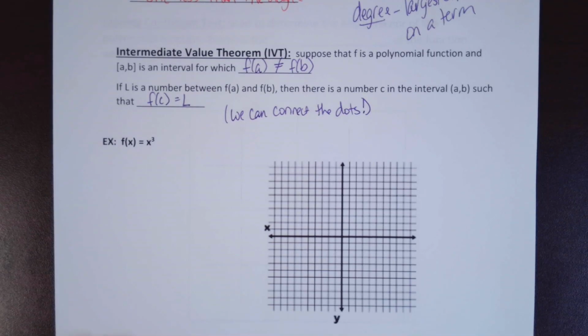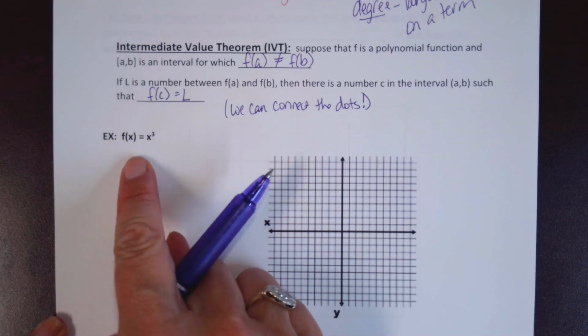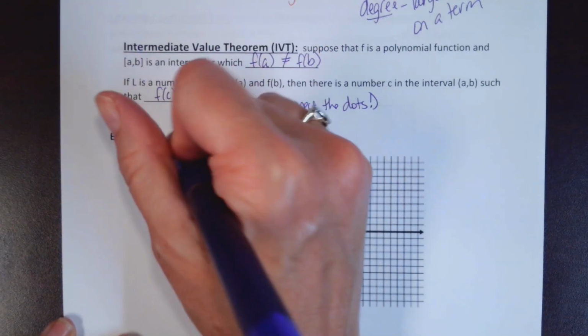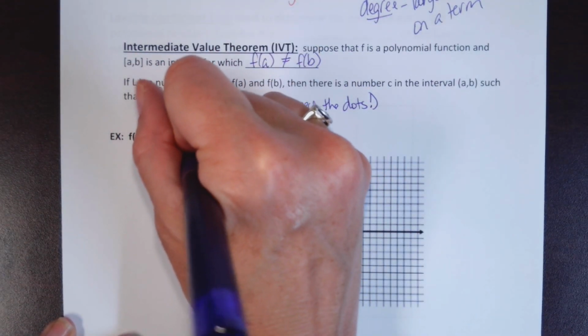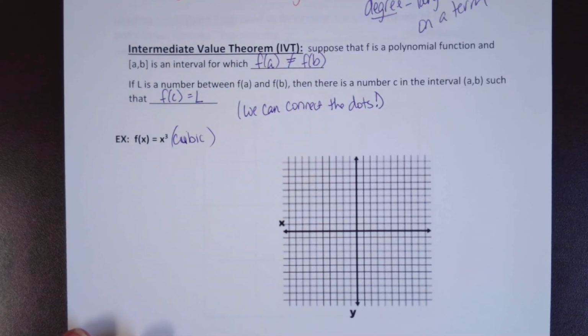We don't have to find a million points to make our graph. We can find some points, know the general shape, and then we can connect the dots. You ought to know the graph of this cubic function. It's one of our parent functions that we've focused on. We know the general shape of that cubic function.